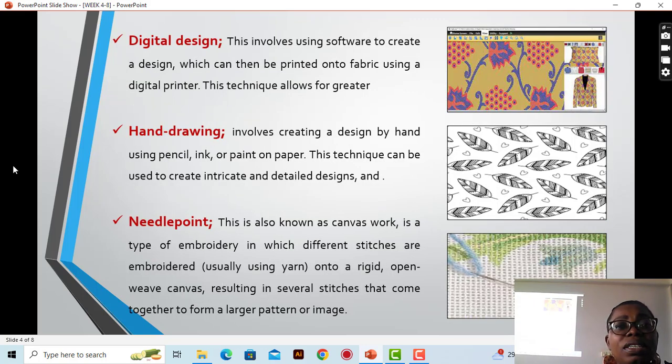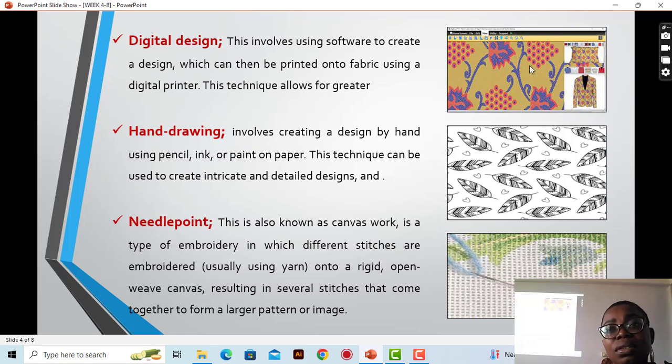Then we have digital design. Digital design involves using software to create a design which can be printed onto fabric using a digital printer. This technique allows, there's something missing there, it allows for a greater design. I'll be adding it.